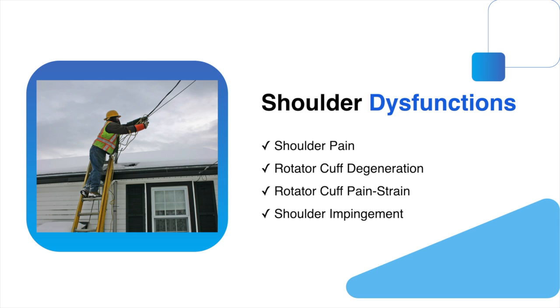One of the most common, most disabling, and most costly overuse problems in the workplace is shoulder pain, particularly rotator cuff problems. These can be very difficult. These tendons can degenerate from overuse and aging changes. They can become brittle and frayed and stiff, easily irritated.